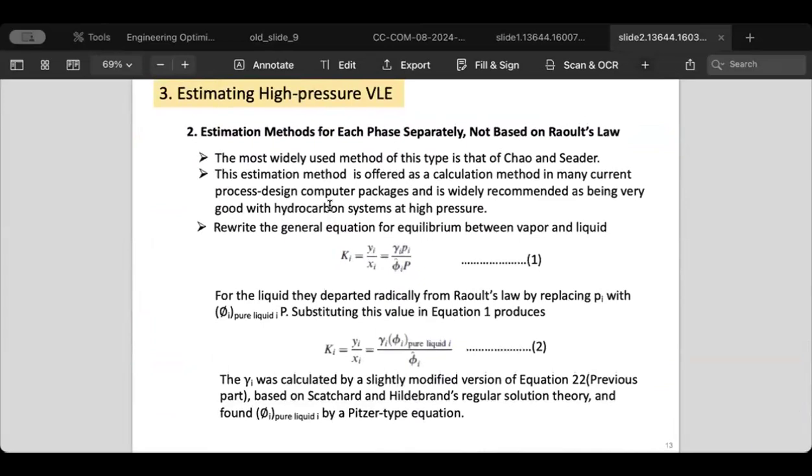The next thing is, you can use the Gauss-Seidel method by rewriting the Ki as gamma i pi phi i hat t. You can look for more detail in the book, in the chapter on calculating this.